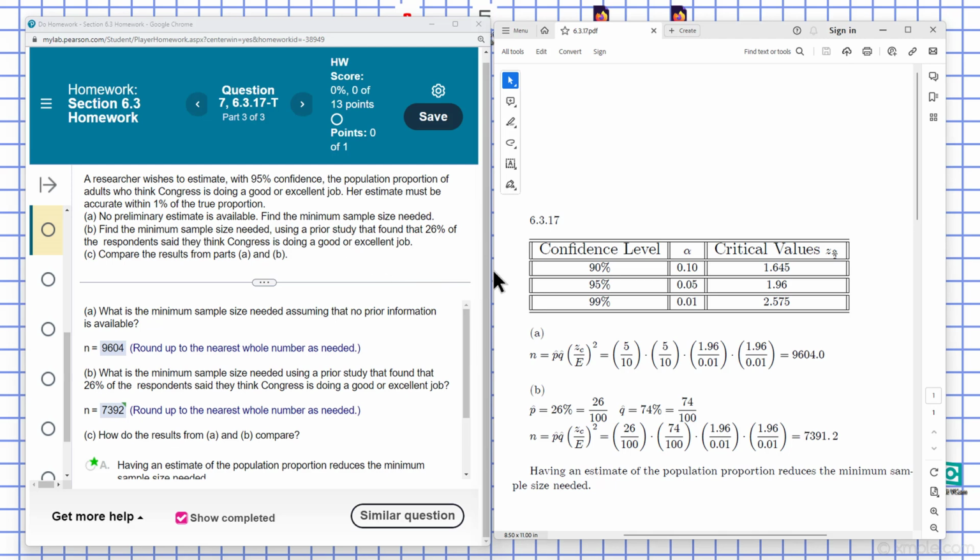Okay, so here you can see the confidence level, and they want 95%. So the rejection region will be two tails, half of 5% on one side and half of 5% on the other side. The z-score corresponding to half that rejection area is going to be 1.96 on one side and a negative 1.96 on the other. So I plug in here.